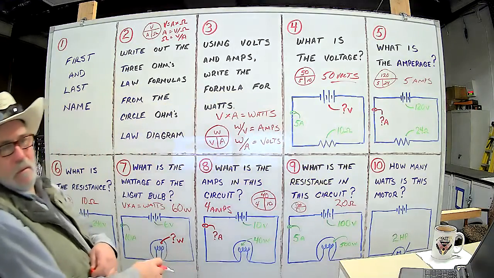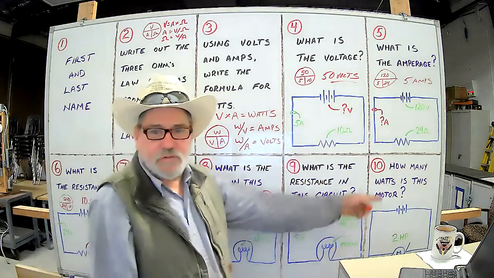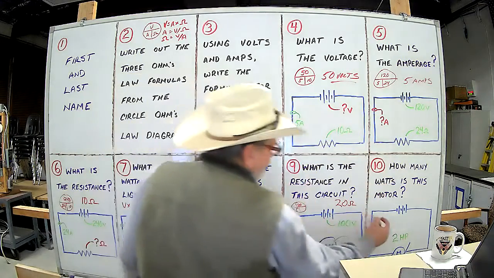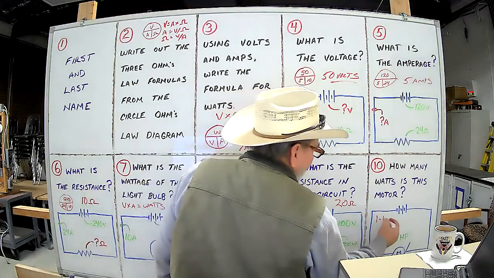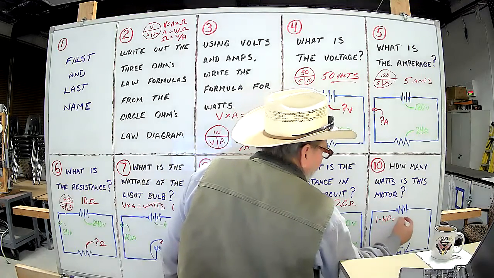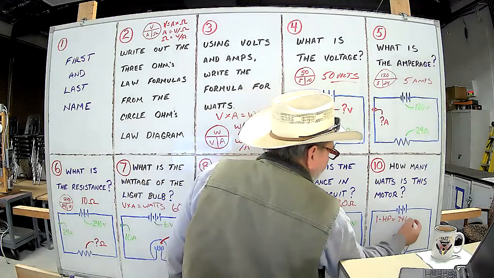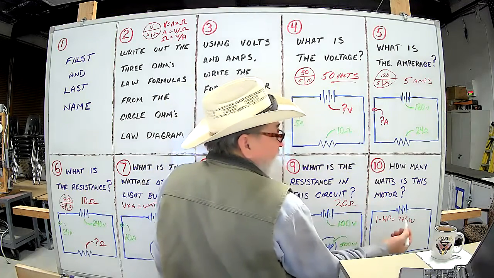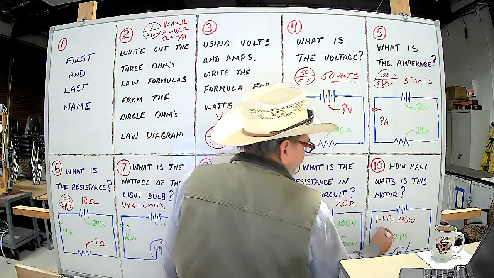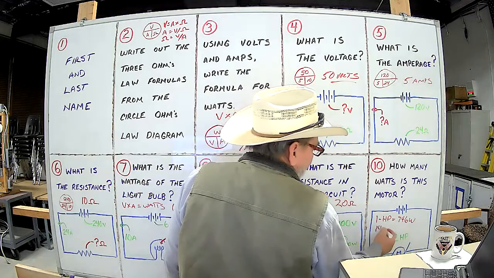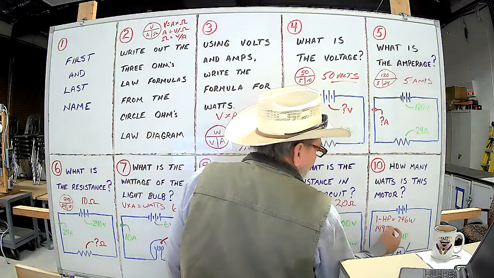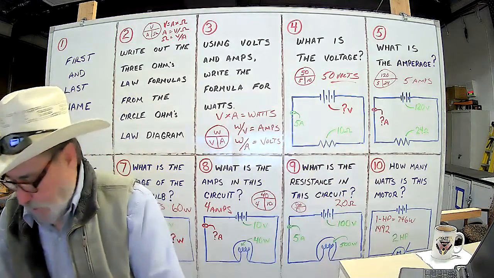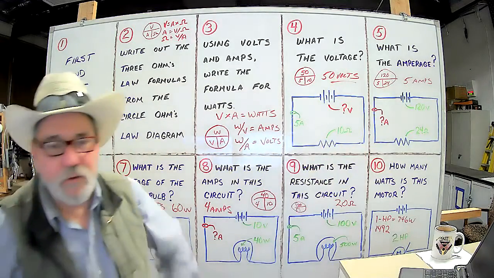And the last one is easy. How many watts in this motor? Well, 1 horsepower equals 746 watts. So 2 of them would equal 746 plus 746. It equals 1,492. Columbus sailed the ocean blue. Anyway, 1,492. So there you go.